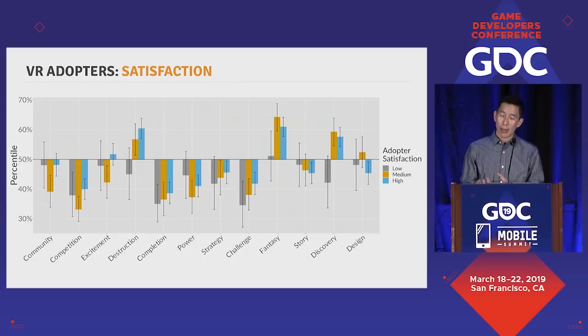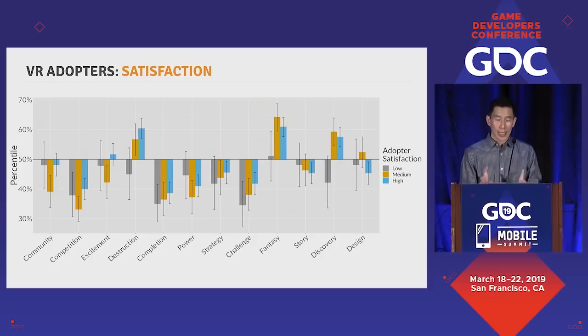We looked one step further into the data. So we looked only at the gamers who had purchased and adopted VR. We asked them, how satisfied are you with your purchase, with the technology? And we divided them into three groups based on their satisfaction. So the gray bar are those with low satisfaction. They are not at all or only slightly satisfied. The middle orange bar is medium satisfaction. They are somewhat satisfied. And the blue bar is high satisfaction. They are very satisfied or extremely satisfied.